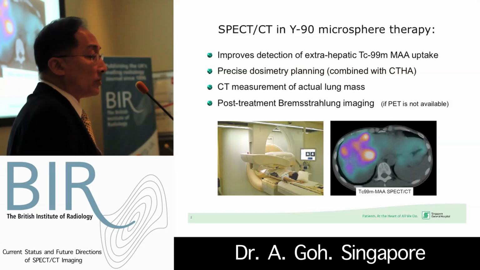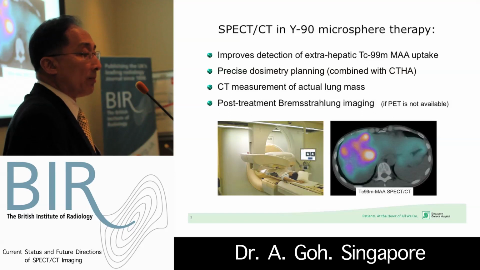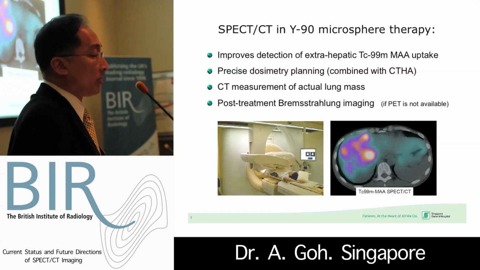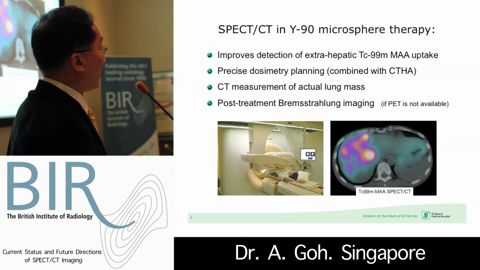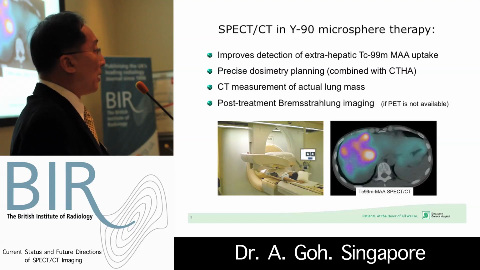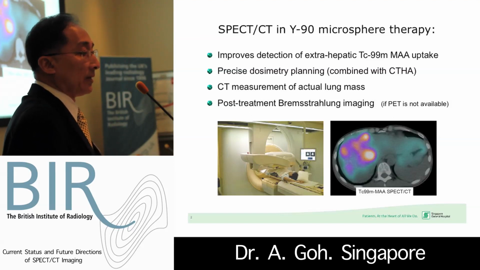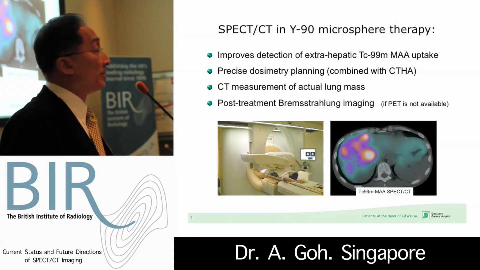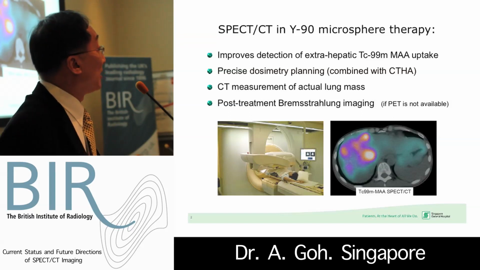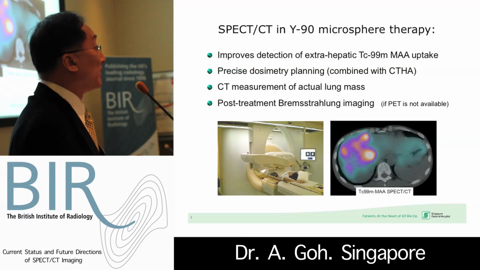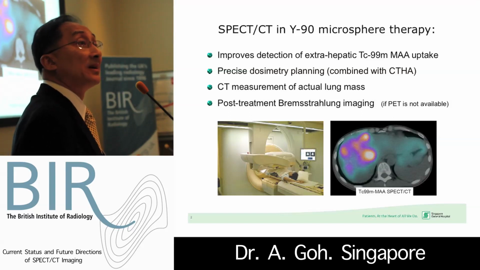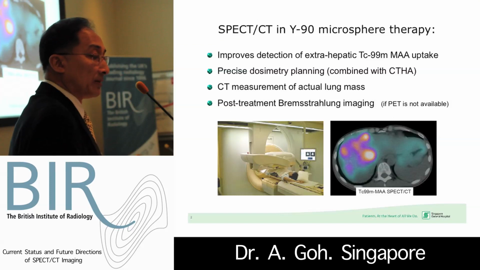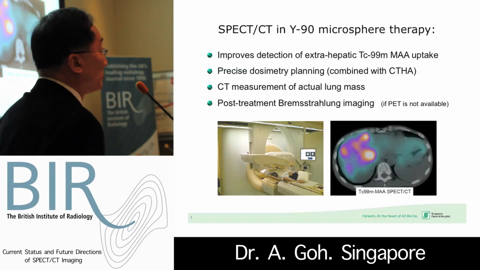And I hope to show how we apply the SPECT data for quantitative dosimetric planning when combined with CT hepatic angiography. Then secondly, there is CT data, and there is opportunity to use the CT to estimate the lung mass, which we apply into the dosimetric planning using the actual lung volumes rather than the MIRD assumption of lung mass. And lastly, post-treatment SPECT CT can be used to look at the distribution of yttrium.